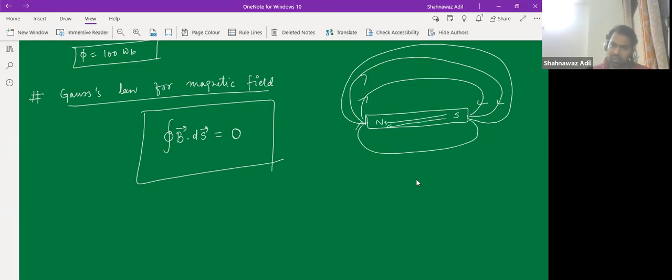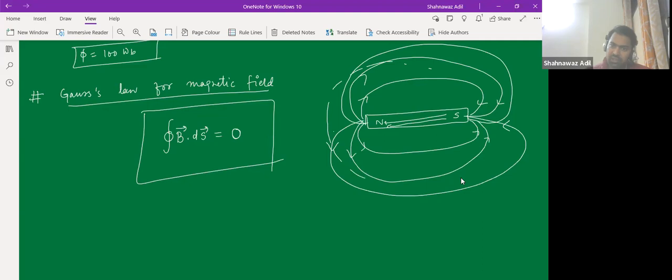Similarly in this way. So you see that whatever magnetic field line is coming out is going inside again. If I take a closed loop in here, there are 1, 2, 3, 4, 5, 6 magnetic field lines coming out. So that is positive 6. Six are going in, so that is minus 6. So inside this closed loop, I will get zero magnetic flux.